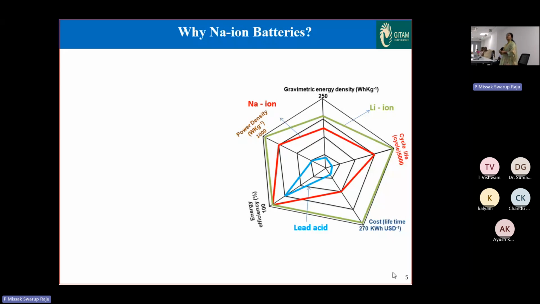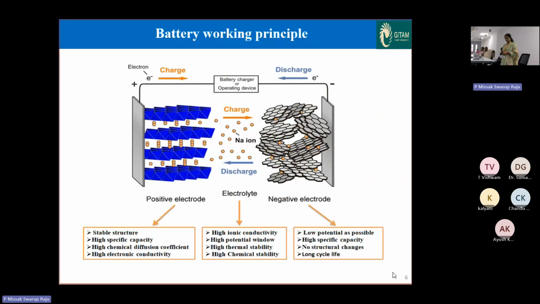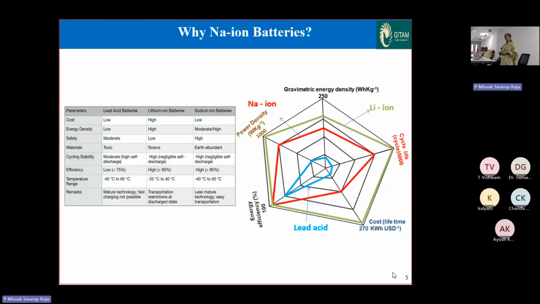There are different types of batteries: sodium-ion batteries, lead acid batteries, lithium-ion batteries. These are the parameters. Sodium energy efficiency nearly reaches 90 to 100%, the cost is very low compared to lithium-ion batteries, it is abundant, and it has moderate energy density. So that's why sodium-ion batteries are better compared to lithium-ion batteries.